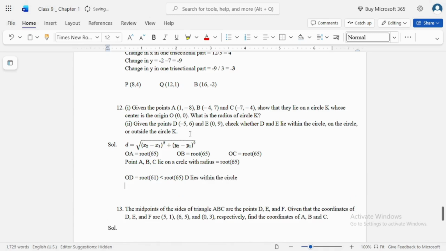Okay, similarly, let's find OE. OE is root of 81, which is 9. So okay, let's write it as root of 81 only, which is greater than root of 65. So we can say that E lies outside the circle.